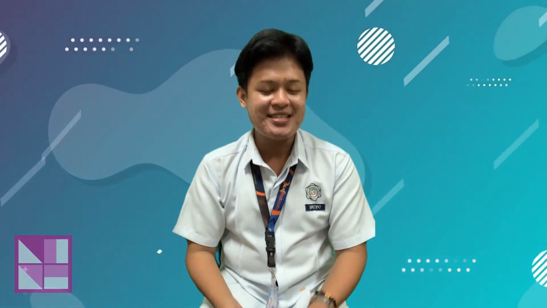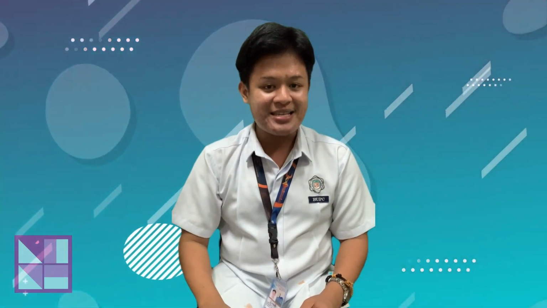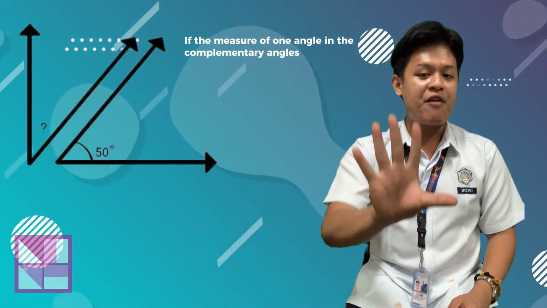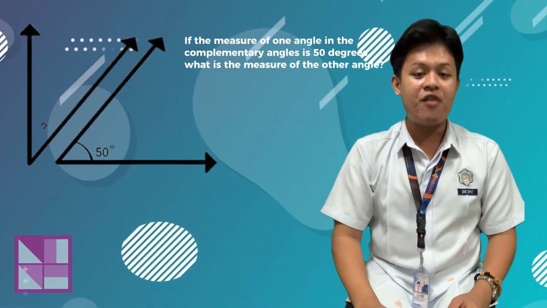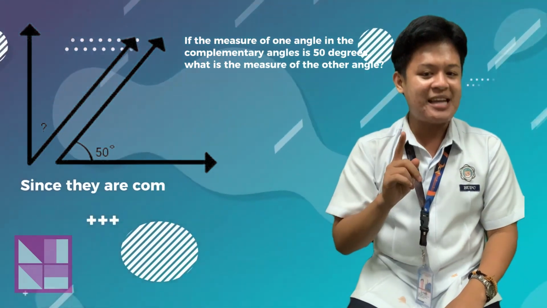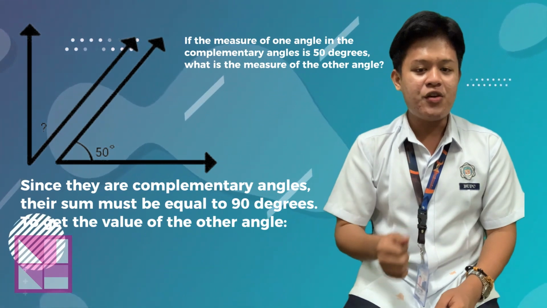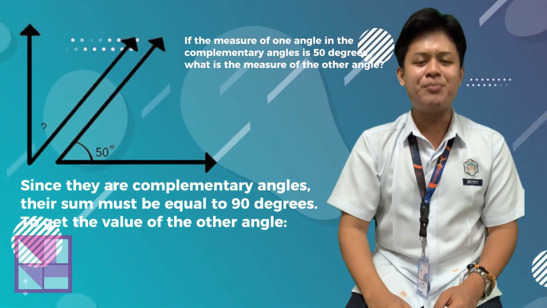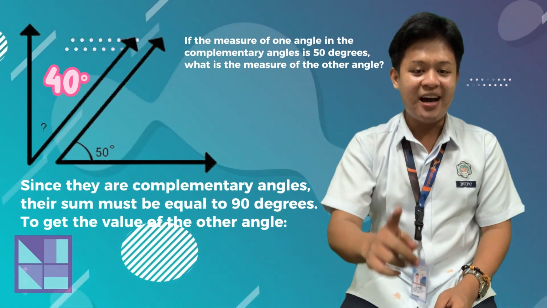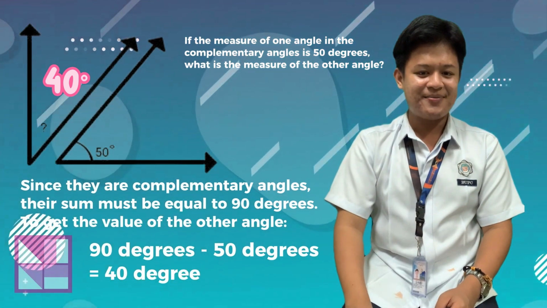What are complementary angles? Complementary angles are two angles whose measures have a sum of 90 degrees. In the figure, if the measure of one angle in the complementary angles is 50 degrees, what is the measure of the other angle? That's right! Since they are complementary angles, their sum must be equal to 90 degrees. To get the value of the other angle, we will subtract it from 90 degrees. The measure will be 40 degrees because if you subtract 50 from 90, you will get 40 degrees.